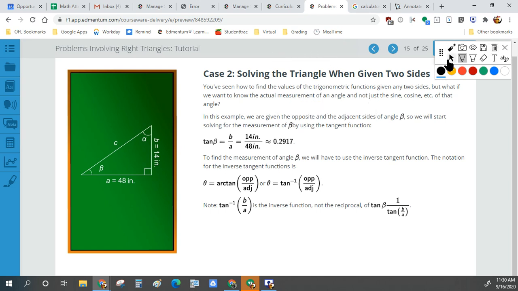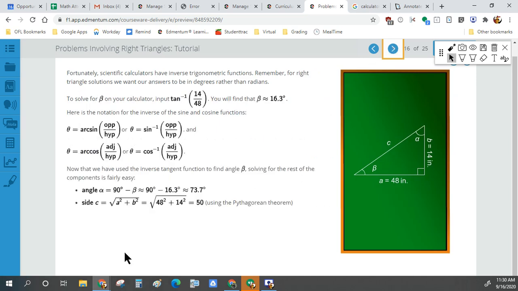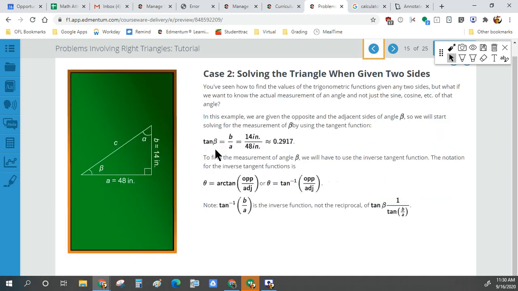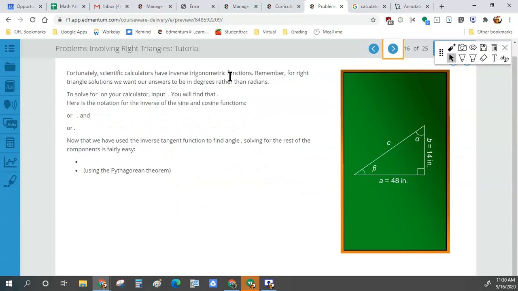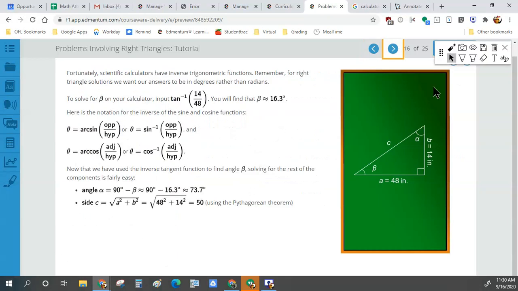So the first case we're solving for a side. This next one, we're going to solve for an angle. And if we need to solve it for a side, we just have to use the Pythagorean theorem. So I don't know why it didn't tell us the third case. I guess because they're like, oh, you can use the Pythagorean theorem, it's fine.